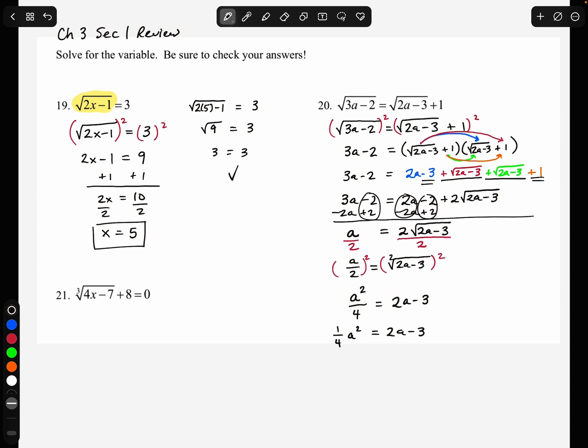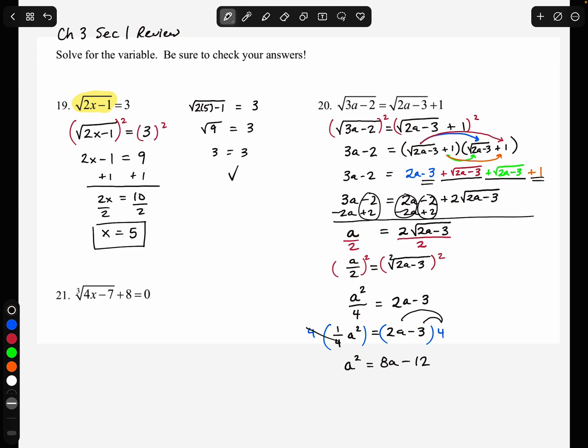And since we have the fraction, let's get rid of the fraction, right? Let's multiply everything times 4, just so that it stands out what this really is. The 4 times 1/4 would give us 1, so we have a squared. And when we distribute our 4 through, 2a times 4 is 8a minus 12.